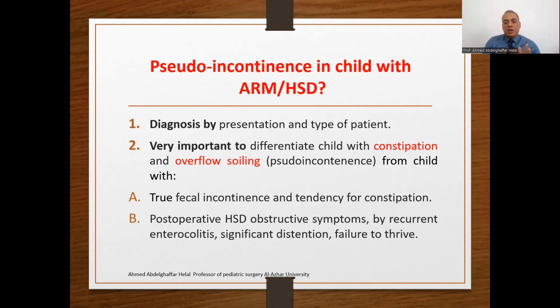If a child is truly incontinent with a tendency for constipation and you perform a treatment, you may change the child into a truly incontinent child with loose stool, which is more difficult to manage. So please be very careful in deciding the type of your patient. Number one, true fecal incontinence or pseudo-incontinence. Number two, true with constipation or pseudo. Number three, true with loose stool.